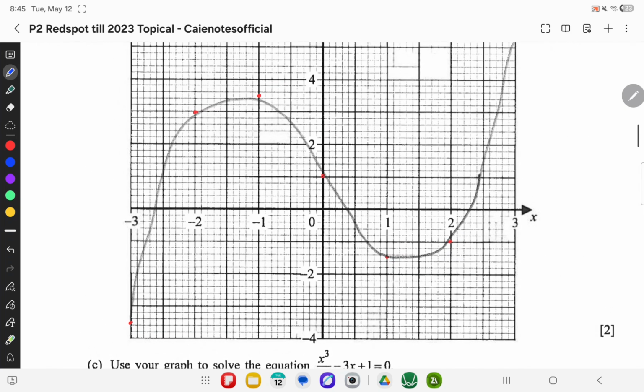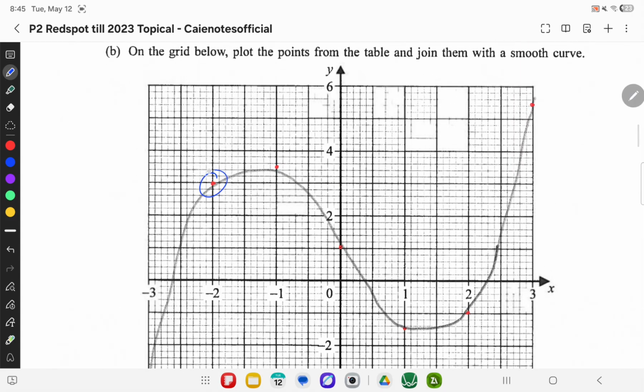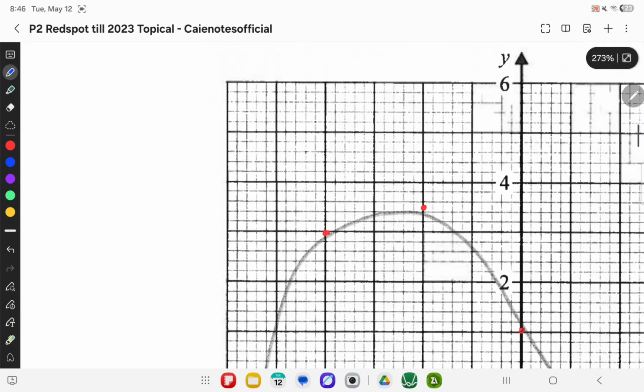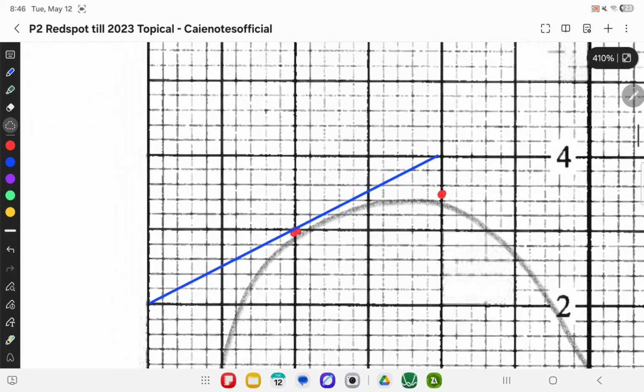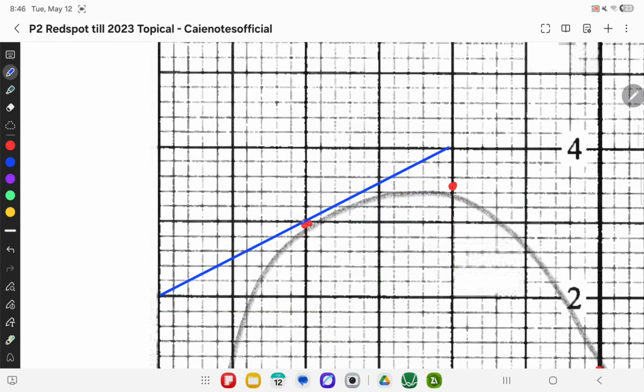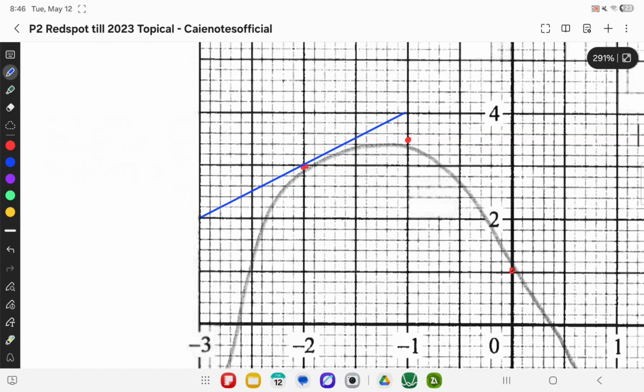Negative 2, 3. So we have already plotted that. It asks us to find the gradient at that point. So let's make an estimate line via our ruler. I'm gonna put my ruler right here. It is going past this line. It may not look like it, but trust me, it is touching it. So I'll choose 2 points at random. Trust me, it's random. So here it will be this and this point right here.